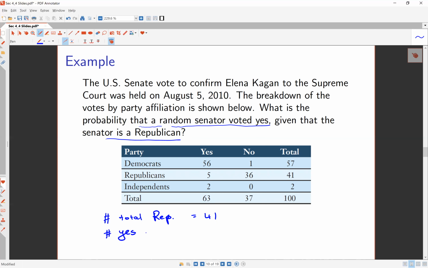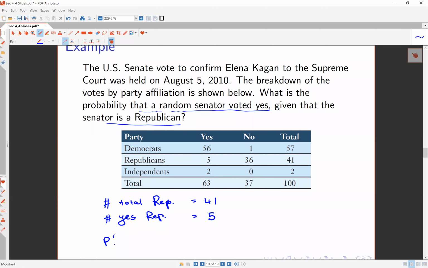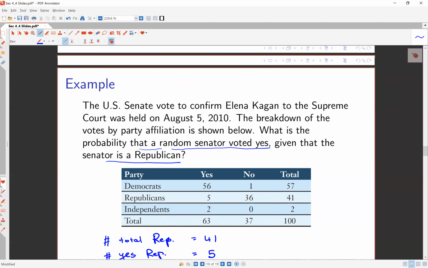And how many yes votes came from Republican senators? According to this table, only 5. So the probability that a randomly selected senator voted yes, given that the senator was Republican, is 5/41 as a fraction, or converting that to a decimal and rounding to 4 places, it's 0.1219. And so you can see how dramatically this probability changed by adding the extra information.